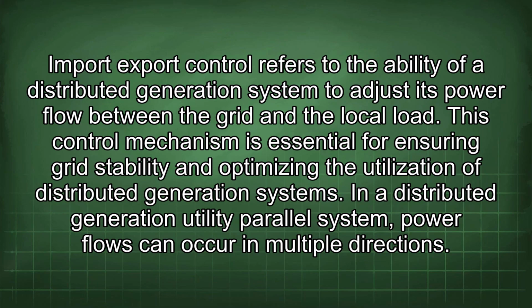Import-export control refers to the ability of a distributed generation system to adjust its power flow between the grid and the local load. This control mechanism is essential for ensuring grid stability and optimizing the utilization of distributed generation systems. In a distributed generation utility parallel system, power flows can occur in multiple directions.